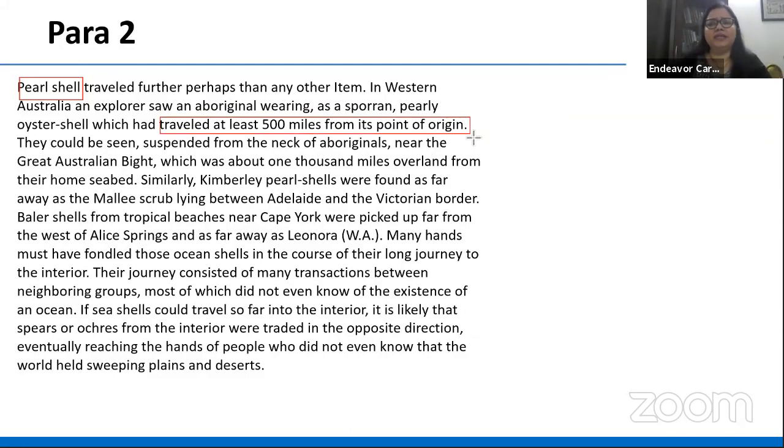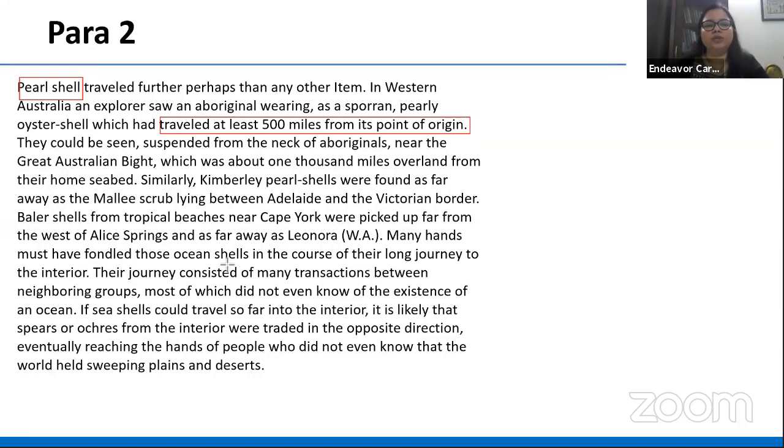Now, we understand that pearl shells are found closer to the seashore, correct? So it had traveled at least 500 miles from the seashore or closer to the sea, right? They could be seen suspended from the neck of aboriginals near the Great Australian Bight, which was about 1,000 miles overland from the seabed. Similarly, Kimberley pearl shells were found, etc. And if you look at all these lines, you're given examples of how far away from the sea line, away from the seashore, people wore pearl shells, right?